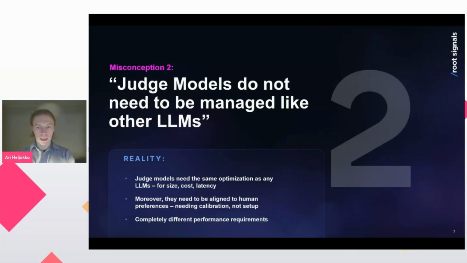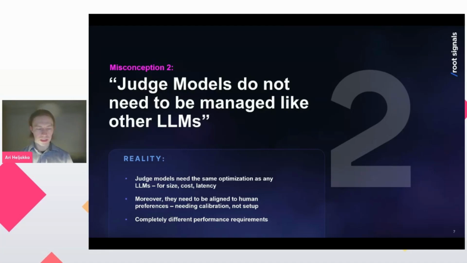Misconception number 2. Judge models do not need to be managed like the other LLMs because they are not as important, or they are somewhere below the stack, and you really should be only concerned with the operational LLMs that actually power your product. Well, if you want to be serious about taking applications to production and you want to be able to use judge models in production, you not only need to manage them with at least the same level of attention and care as these operational models, but you also need to take into account various new factors.